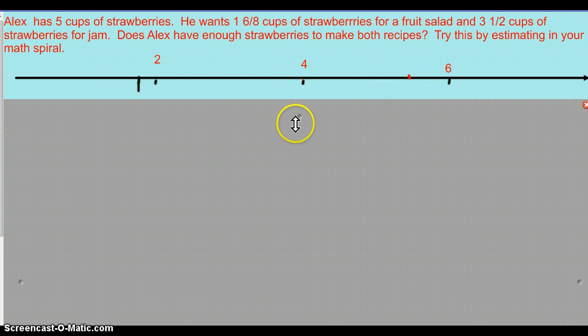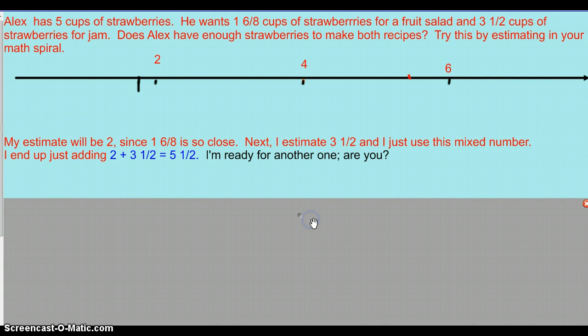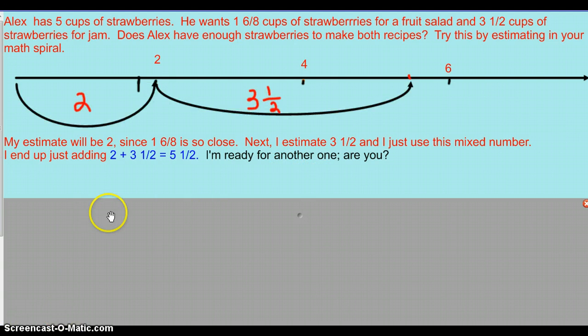So my estimate will be 2, since 1 6/8 is so close. Next I estimate 3½, and I just used this mixed number. I end up with 2 and 3½ equal 5½. I'm ready for another one. Are you? Whoops, forgot to show you what it looked like on the number line. This would be 2 and 3½. Now we're ready for the next one.